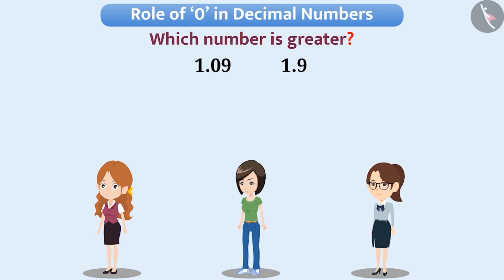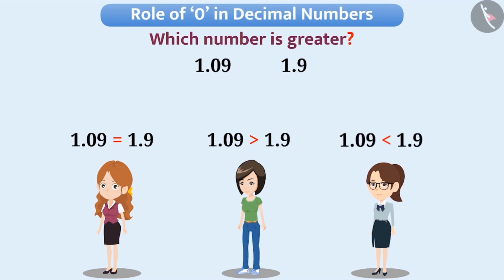Here, Nisha thought that both numbers are equal. Meena thought that 1.09 is greater than 1.9, and Mitali thought that 1.9 is greater than 1.09. Can you tell me who was correct? Think for a while.